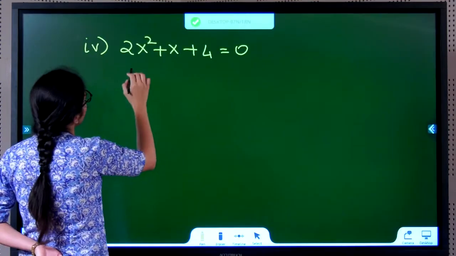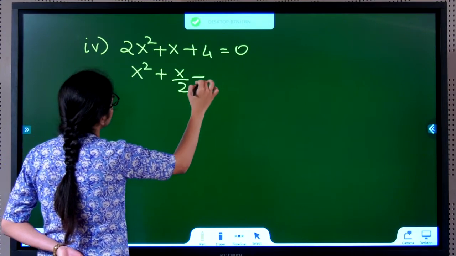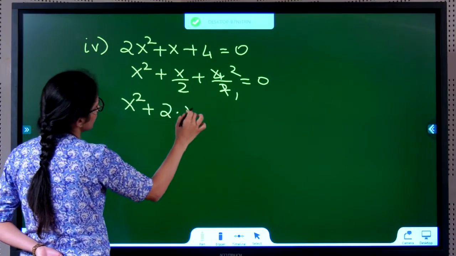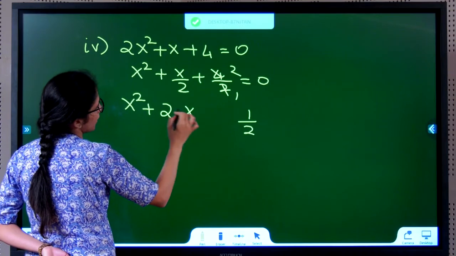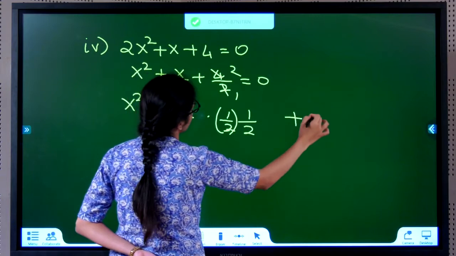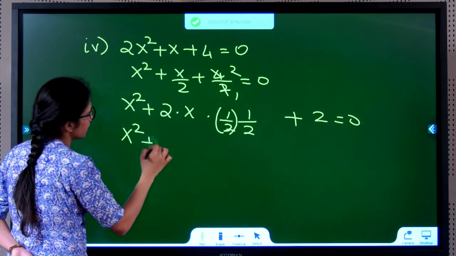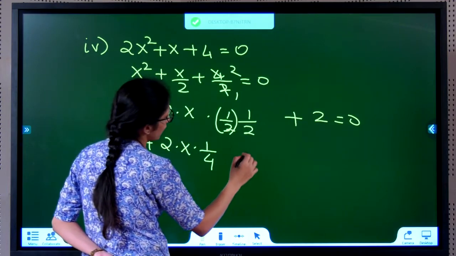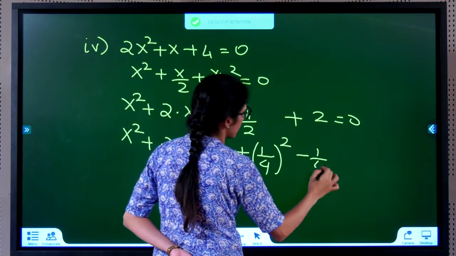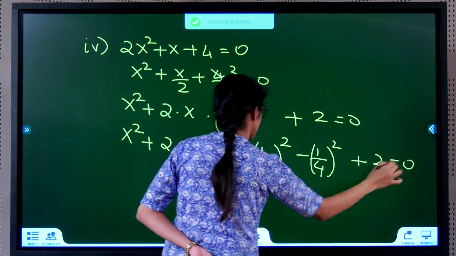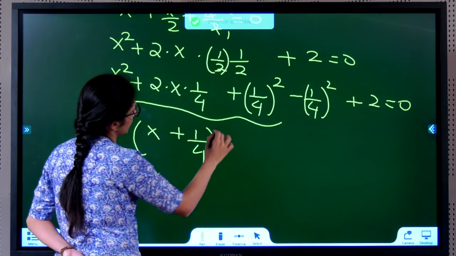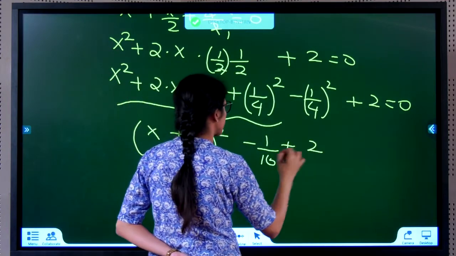Okay. So divide everyone by 2. So x square plus 2 into x into 1 by 2, keep that also, plus 2 is equal to 0. X square plus 2 into x into 1 by 4. This is your 2ab, so b is 1 by 4. Put the b square, remove the b square, keep the extra 2. Grouping this, you will get a plus b the whole square, minus 1 by 16 plus 2.